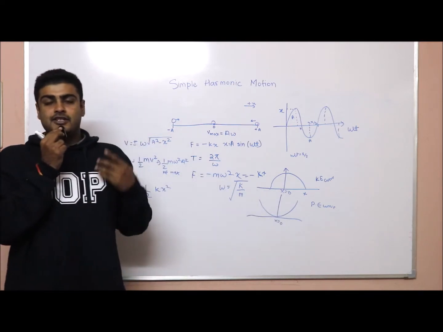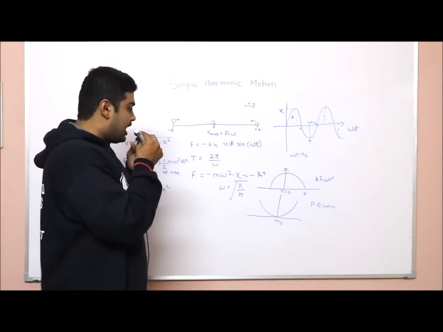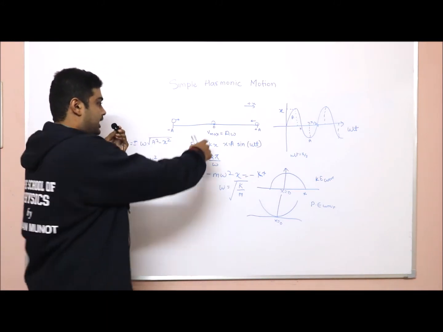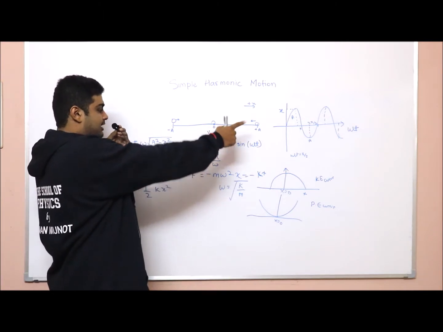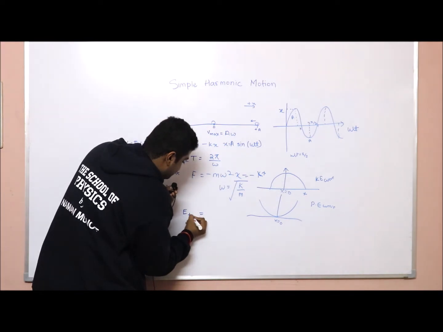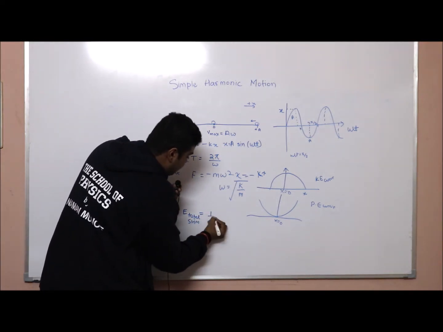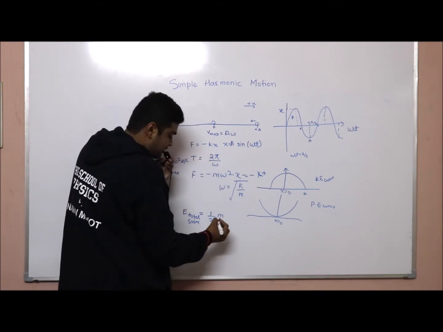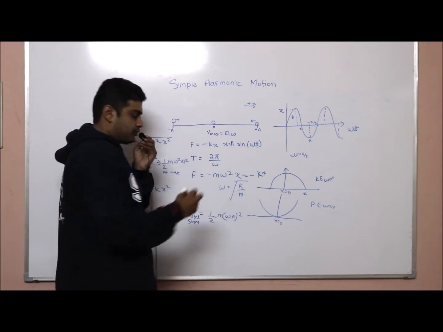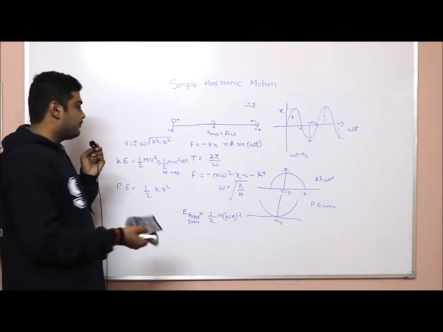So what is the total energy? Can you just guess? It is going to be the maximum kinetic energy, as simple as that, which is half m v max square. So the total energy for SHM is equal to half m v max square, where v max is a omega, which gives half m a square omega square, right? We move to the next part.